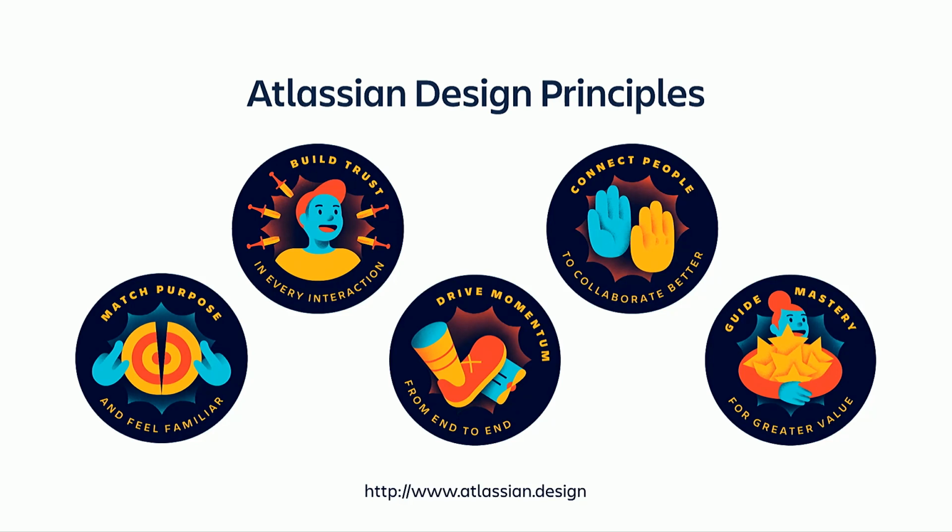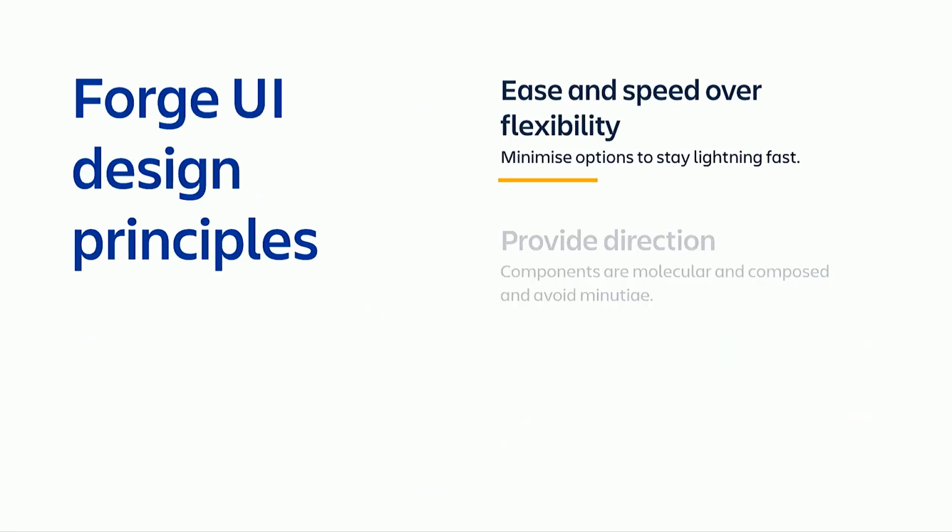These were good for the global design at Atlassian, but we felt that the Forge UI persona was still a slight subset of that. So we wanted to have something specific for us as well. So we extended those 5 with 2 principles that we came up for ourselves. The first one is to design for ease and speed over flexibility.